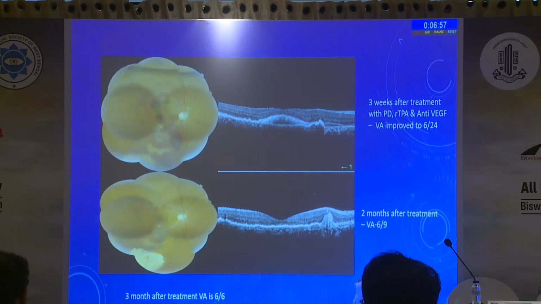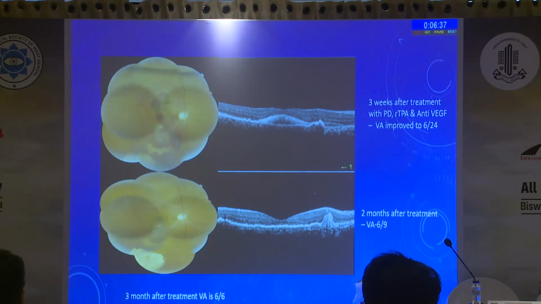After 3 weeks, you can see the hemorrhage has subsided pretty well, and the vision has improved to 6/24. After 2 months, obviously we had given the loading dose of anti-VEGF following the surgery as well. And after 2 months, it improved to 6/9, and at 3 months it was actually 6/6. The patient is pretty happy.